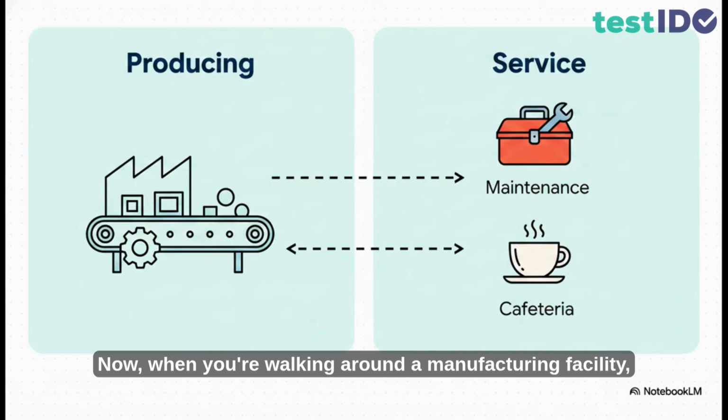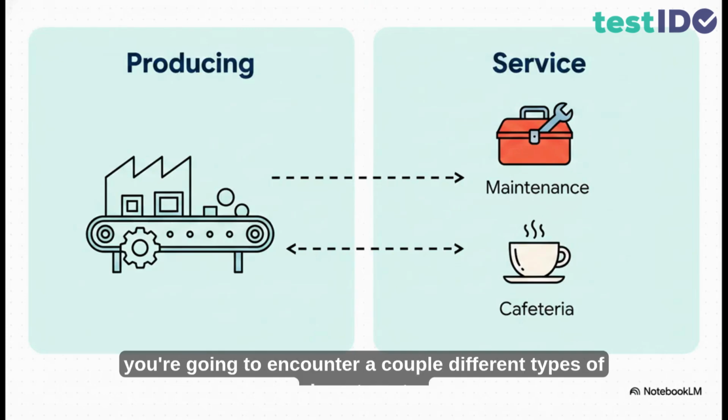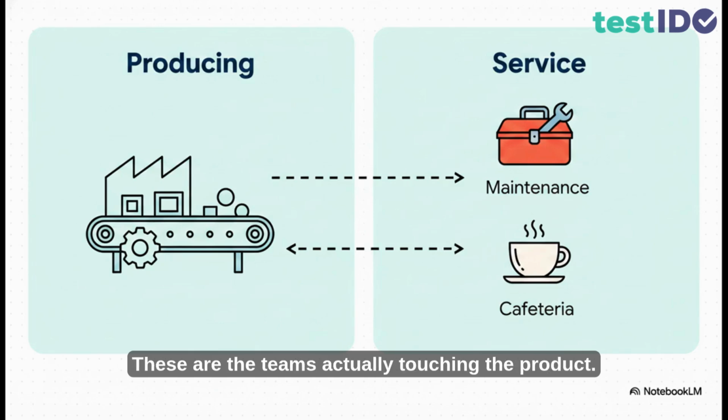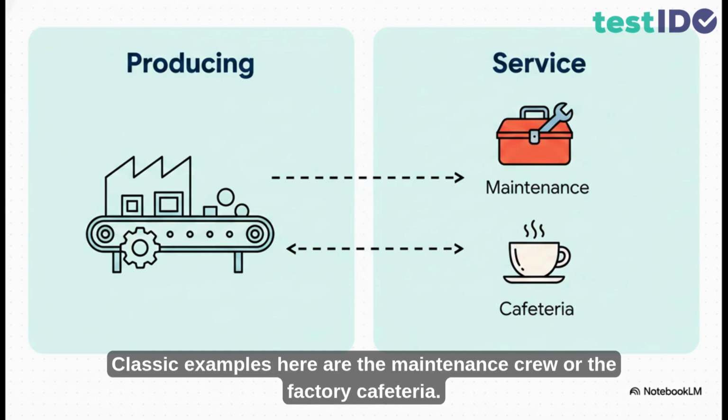Now, when you're walking around a manufacturing facility, you're going to encounter a couple different types of departments, and you need to know the difference. On one hand, we have producing departments. These are the teams actually touching the product. Think of your machining or assembly lines. On the other hand, we have service departments. These folks don't touch the product directly at all. They just exist to support the producing departments. Classic examples here are the maintenance crew or the factory cafeteria.